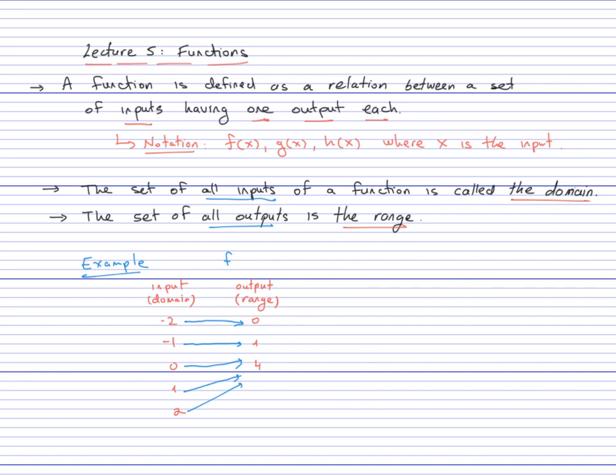Another way to write it is that f of -2, so if the input is -2, that's 0. f of -1 returns 1. And so on. f of 2 returns 4. Okay, so that's the function f. Now let's look at g.